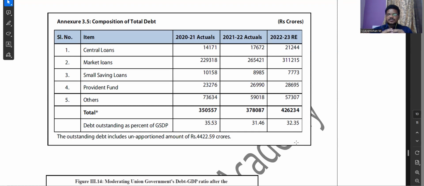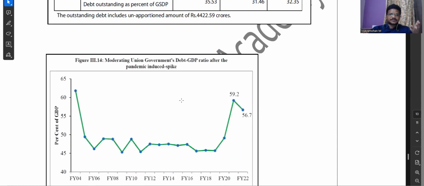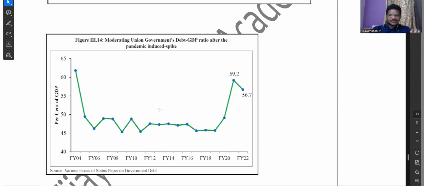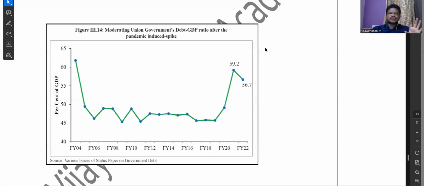And there is a scope that they might directly ask a question on the debt to GSDP ratio, right? For a comparative perspective, you have to observe these numbers equally in the Indian economy also. This graph has been taken directly from the Economic Survey of India, where it shows the debt to GDP ratio of India. And if you see, the debt to GDP ratio of India has increased from 46% to 59.2% during the COVID years, and immediately it has reduced to 56.7% in FY 2022, right?